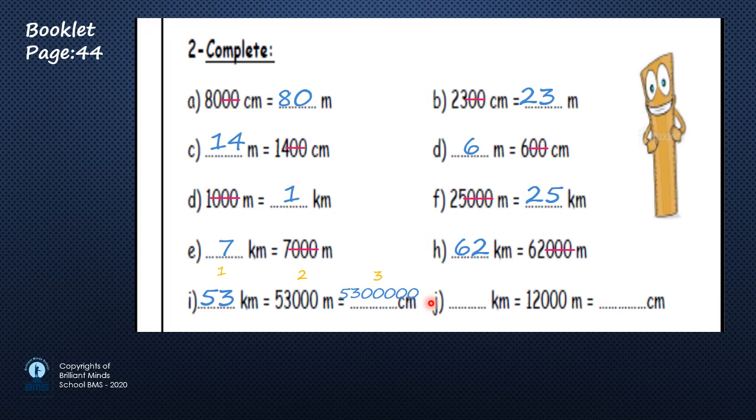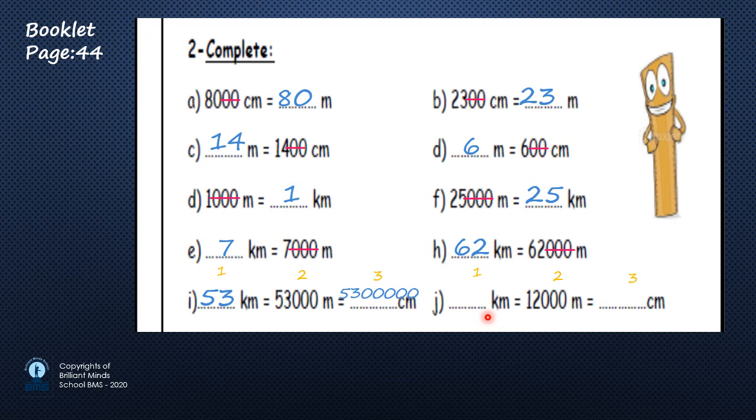Okay, number G. Space kilometer equal 12,000 meter equal space centimeter. So what's the first step? 1, 2, 3. Second step, determine the completed part to start with. It will be part number 2. We're gonna use 2 to answer 1, and you're gonna use 2 to solve number 3. We're gonna start with 1 with 2.